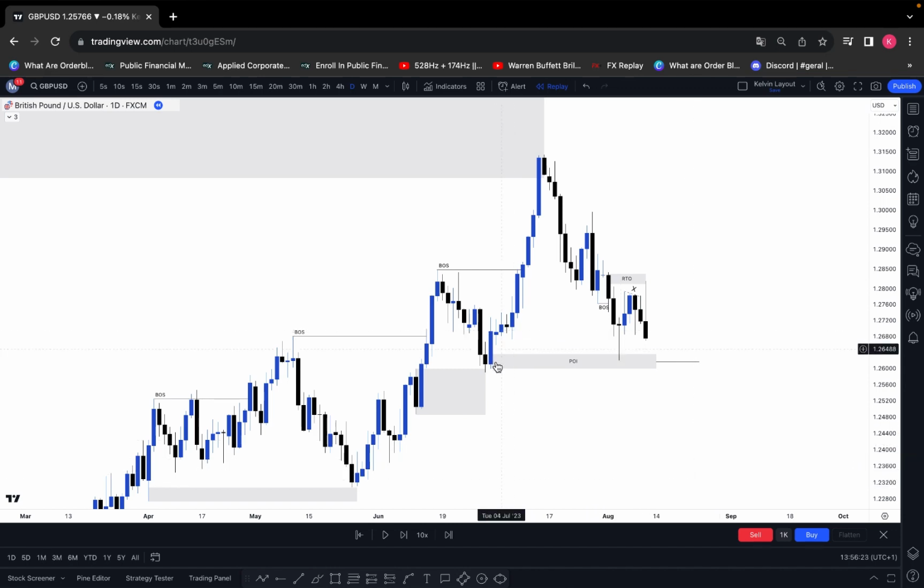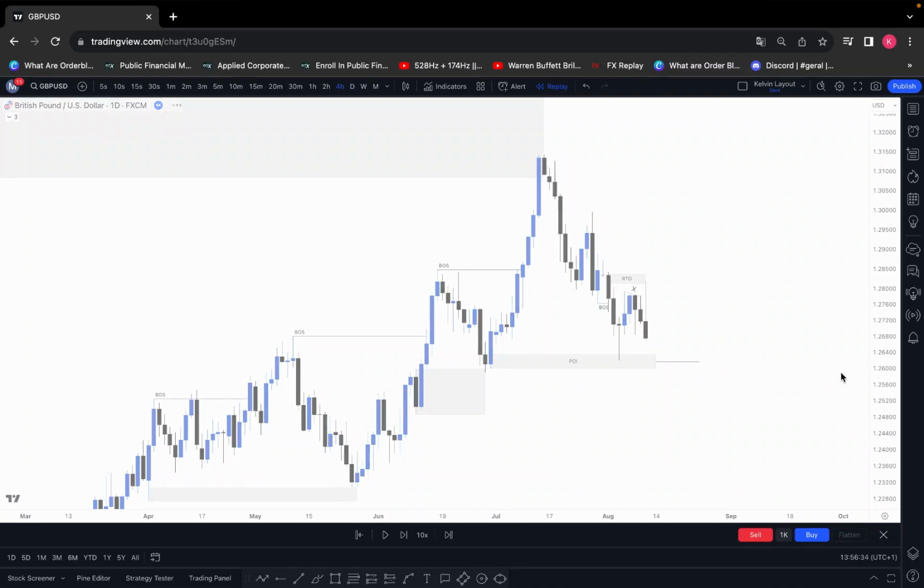So on the daily time frame, we can clearly see that the structure is still bullish. Price came all the way down and tapped this daily demand zone. Now, if price is going to continue bullish, we're going to see price giving us the 4 hour change of character, right? So let me just quickly drop down to the 4 hour time frame right here.